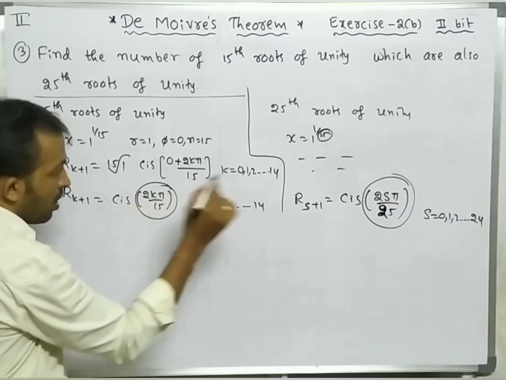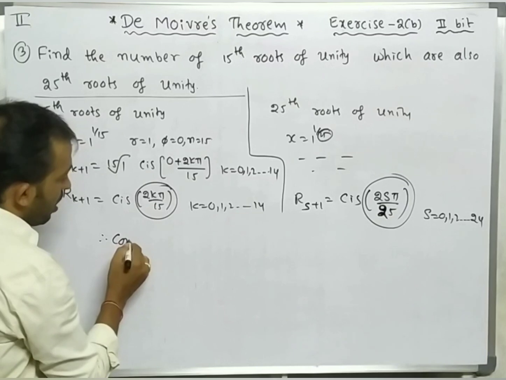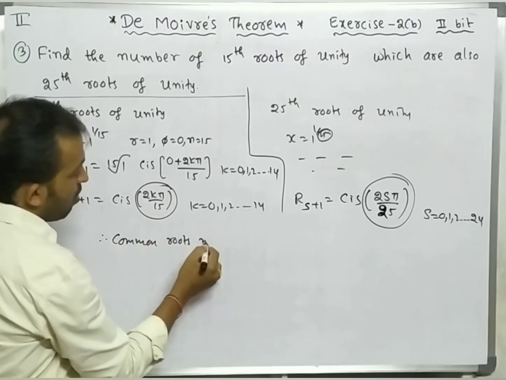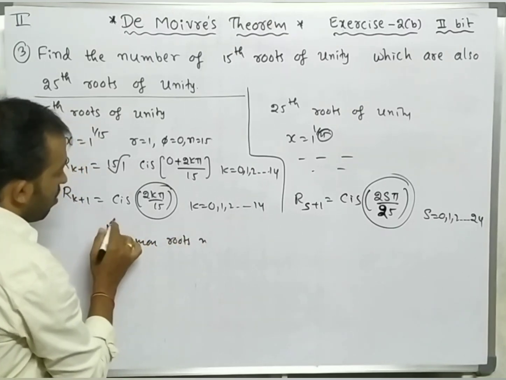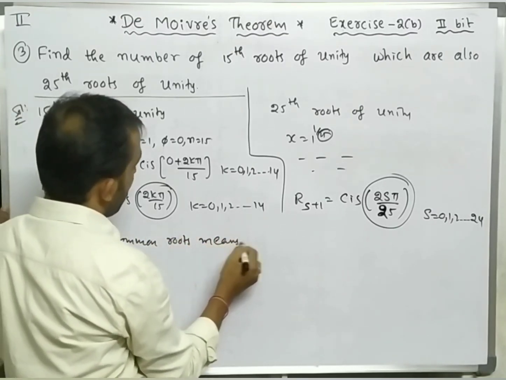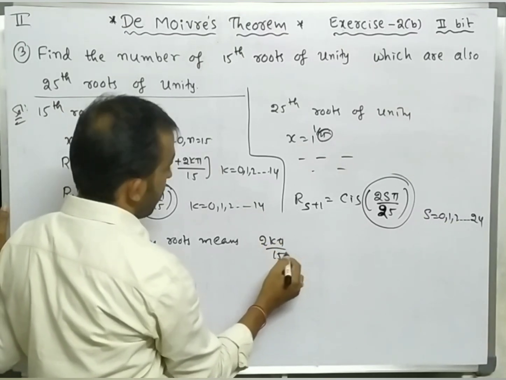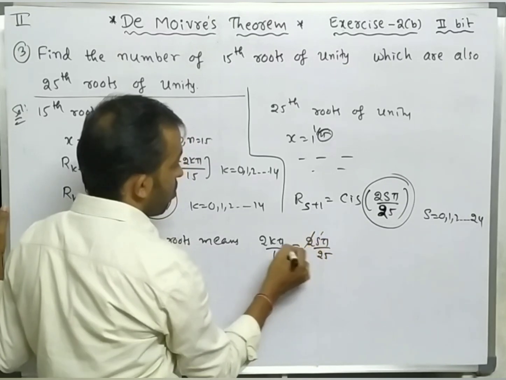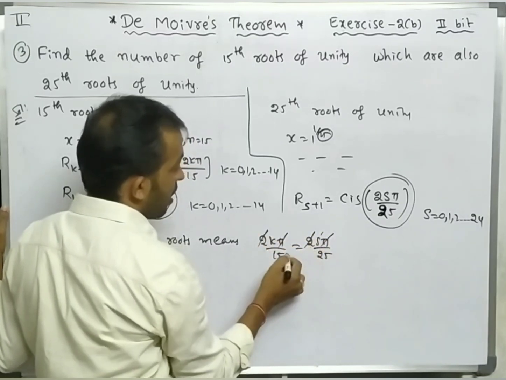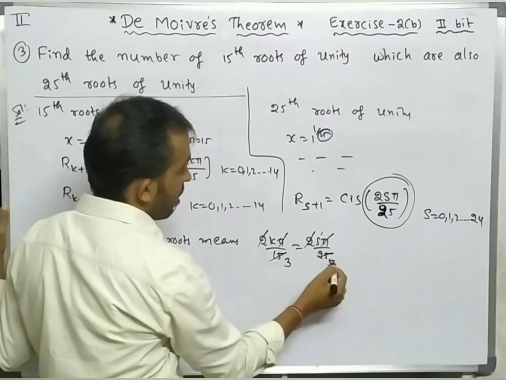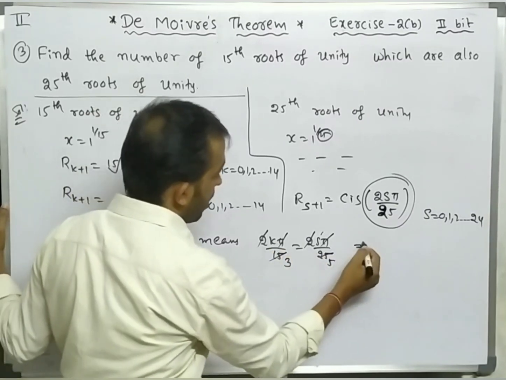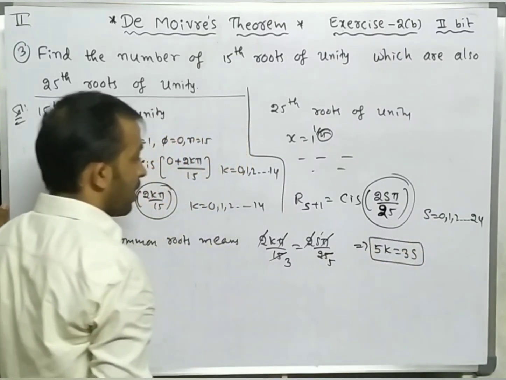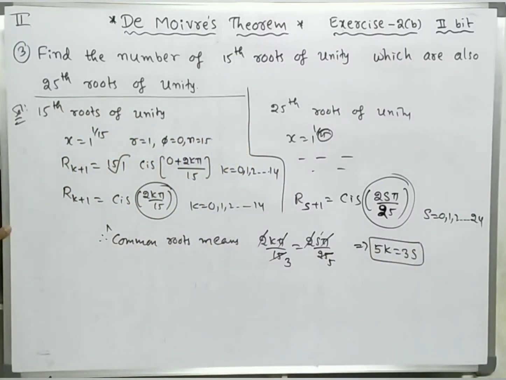So that means common roots means 2k pi by 15 is equal to 2s pi by 25. So 2 gets cancelled, pi gets cancelled, 5 3s are 15, 5 5s are 25. Do cross multiplication, finally you will get one relation, that is 5k is equal to 3s. 5k is equal to what? 3s.